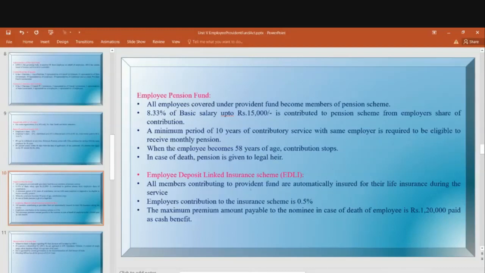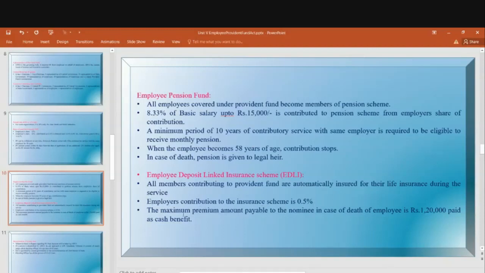And another important scheme associated with this act is the Employee Deposit Linked Insurance Scheme, which is EDLI. Here all the members contributing to Provident Fund are automatically insured for life insurance. So this is life insurance during the service. You will be covered with this life insurance if you are contributing to Provident Fund. And the employer's contribution to the insurance scheme is 0.5%. So this is the contribution from the employer's end.